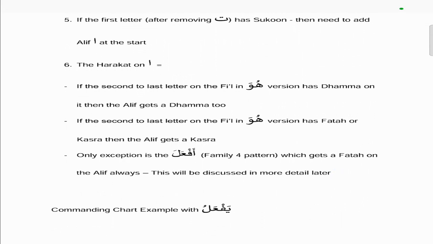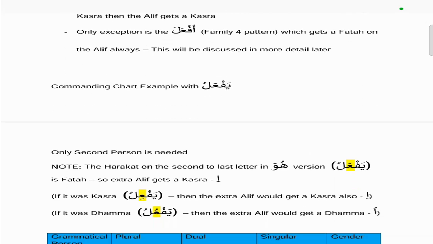So if the second to last letter of the fi'l in the huwa version, the original huwa version, has a dhamma on it, then the alif gets a dhamma too. But if the second to last letter of the fi'l in the huwa version has a fatha or a kasra on it, then the alif gets a kasra. The only exception is the af'ala, which is the family 4 pattern, which always gets a fatha on the alif in the command form. And this is something that we'll discuss later, what we mean by family 4.